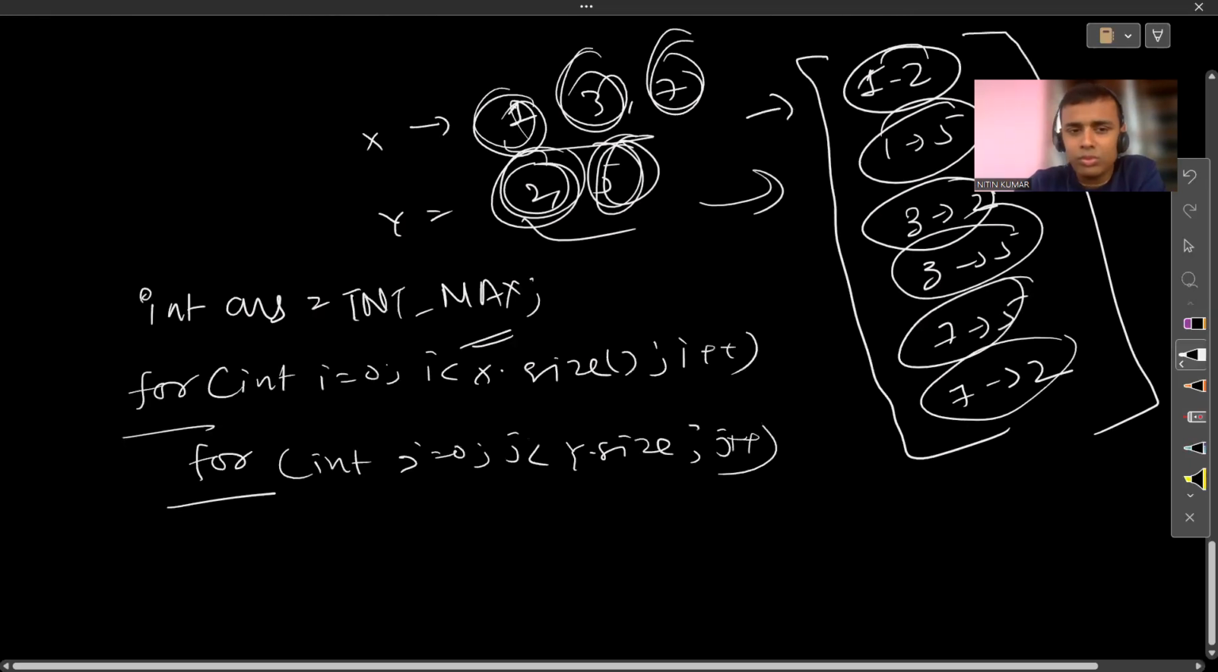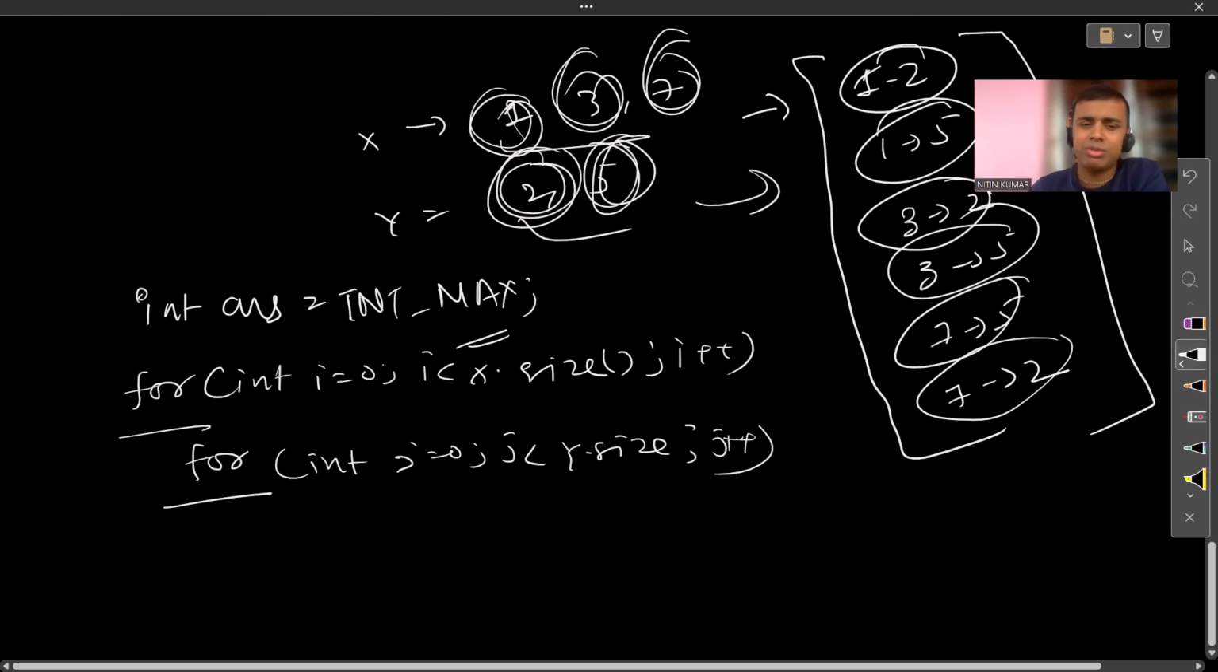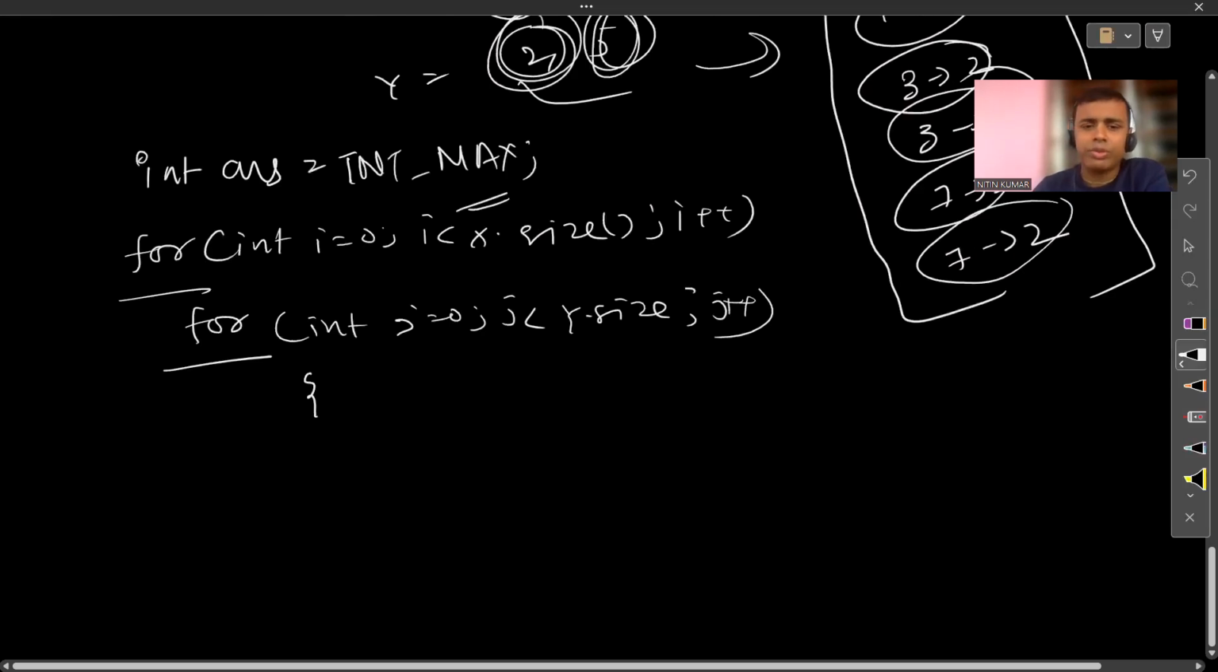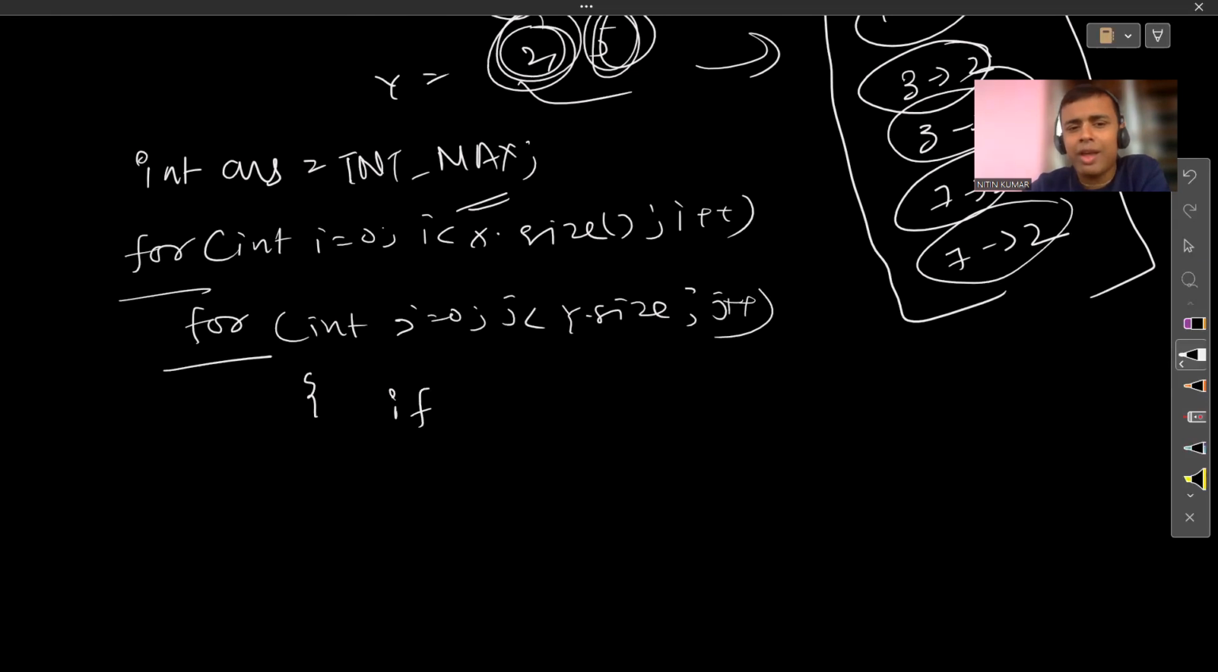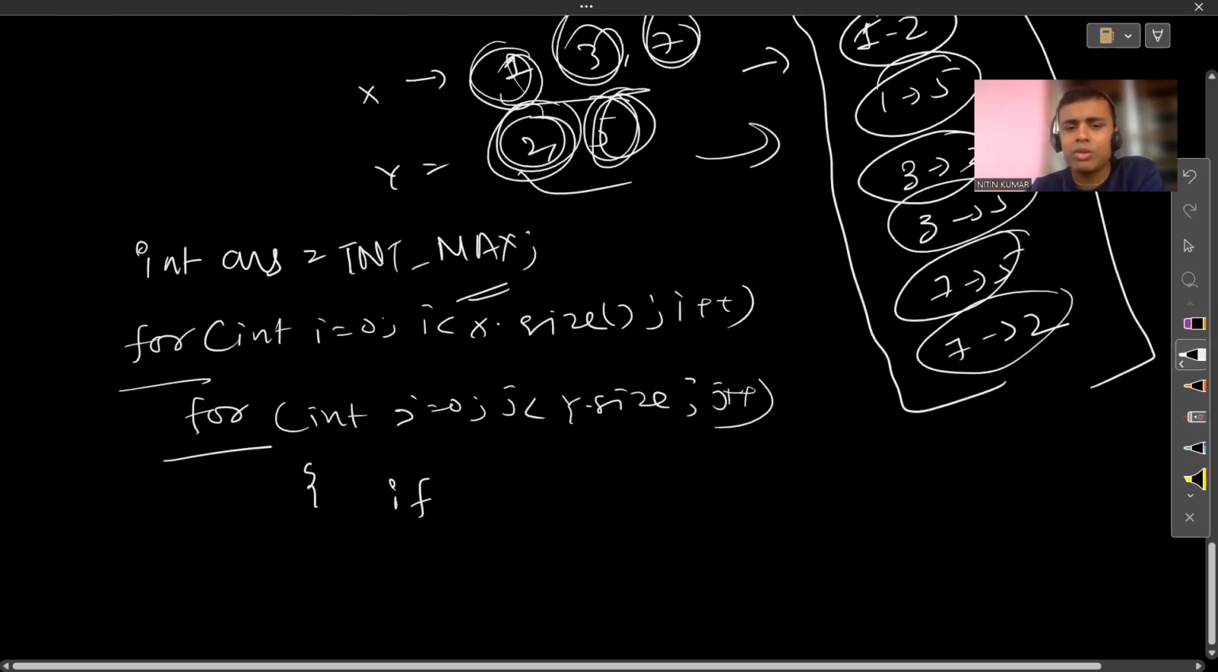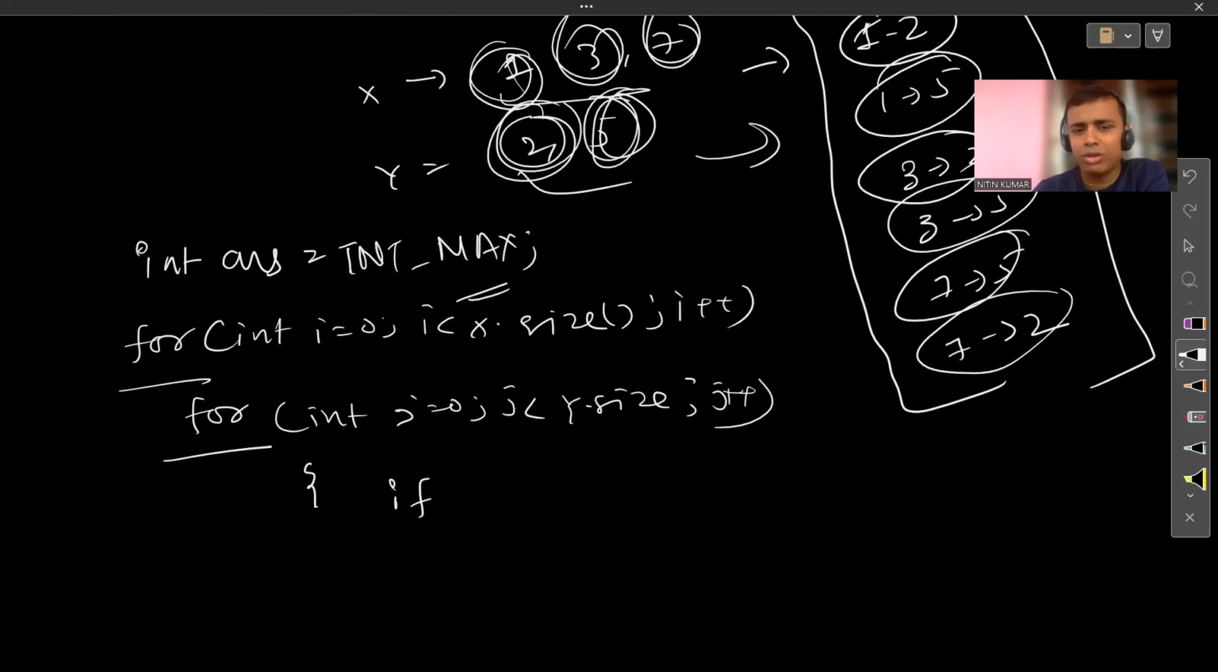Now I am actually comparing it with the maximum. So what I have to do inside this for loop is find the total number of elements in the array. Let's say the arrays are named vx and vy, because x and y are already taken, so I can't use the same names.